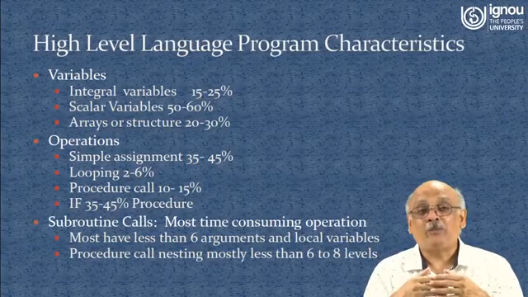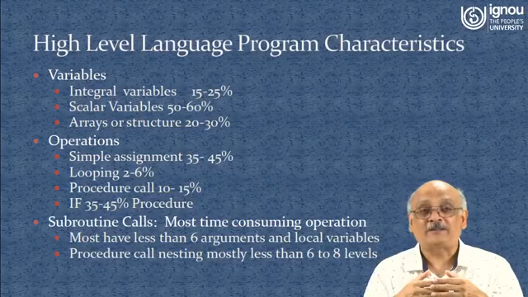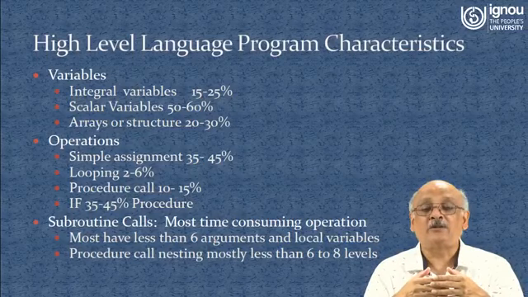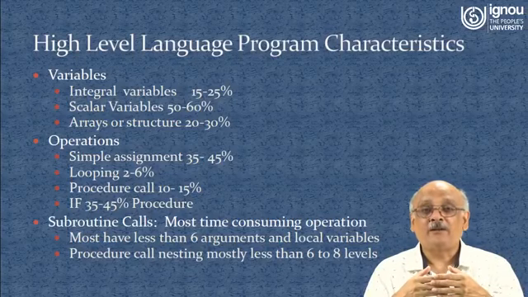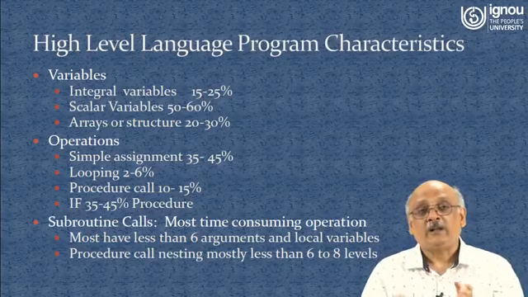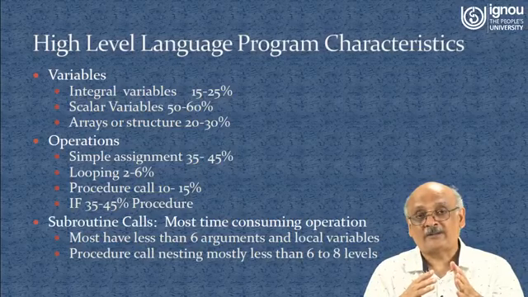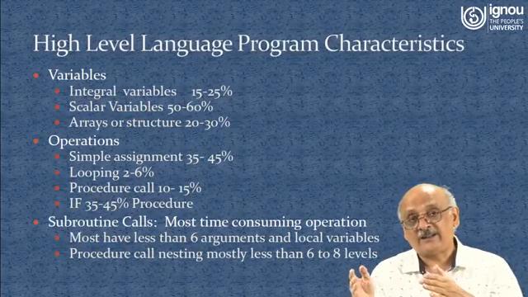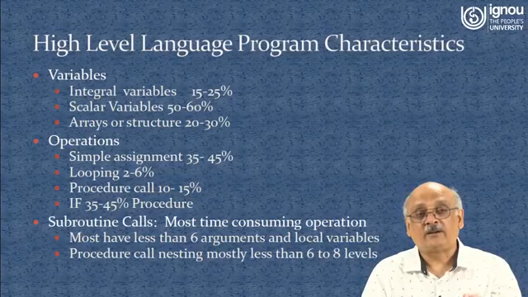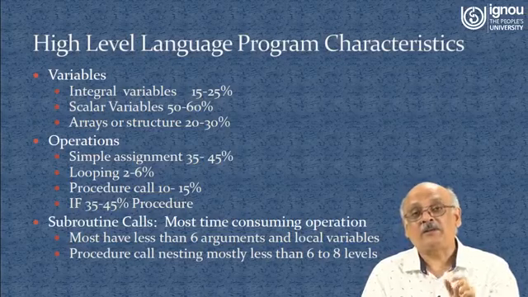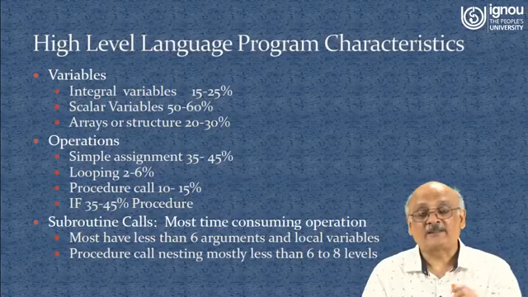Now, one of the important consequences over there is the subroutine calls. Subroutine calls happen to be one of the most time consuming operations. Okay, and most have less than 6 arguments and 6 local variables. Okay, and procedural call nesting is mostly less than 6 to 8 levels only. Now, this is a very important thing as far as RISC is concerned, and we are going to discuss this particular thing at a slightly later stage, how it affected the RISC designing and how it helped in enhancing the performance as far as RISC is concerned.